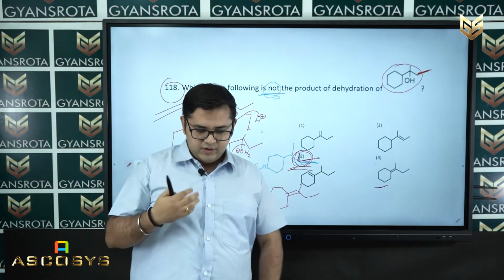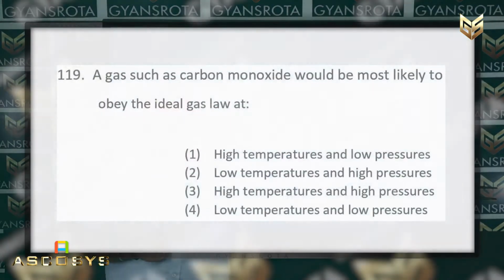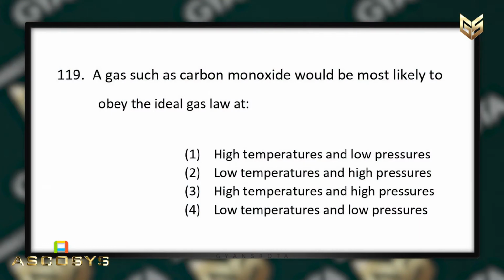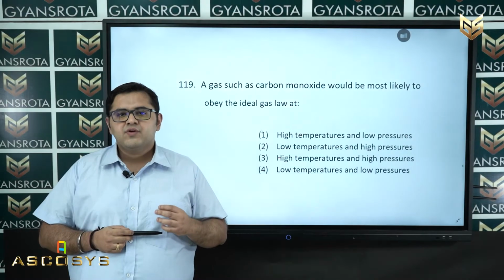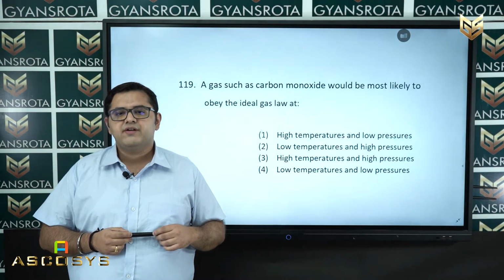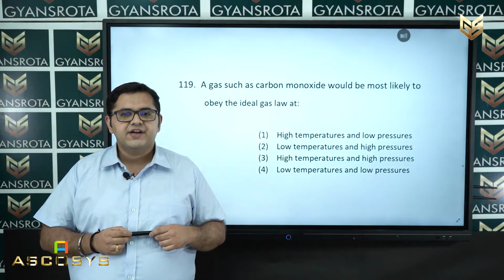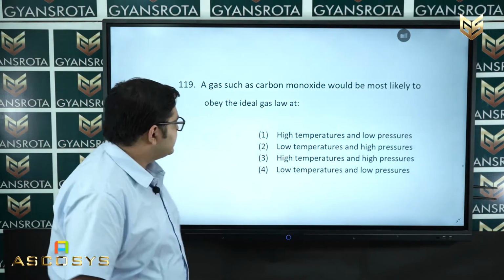Now we are moving to the next question, question number 119. Question number 119 is on your screen. A gas such as carbon monoxide would be most likely to obey the ideal gas law at. This question comes from the states of matter chapter of your class 11 NCERT. Now we are moving to the solution.